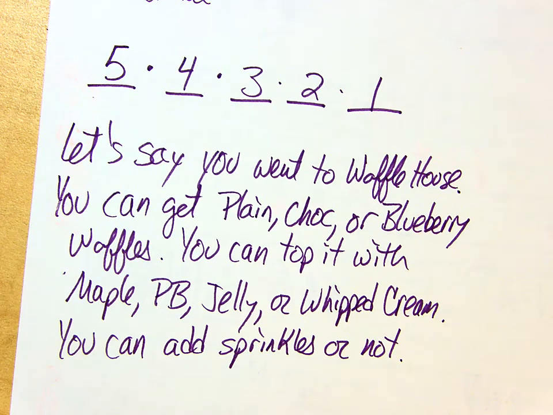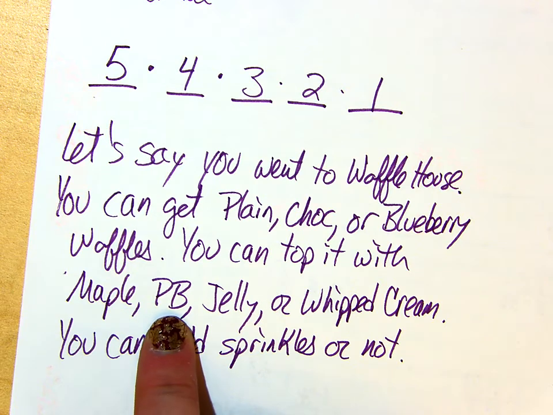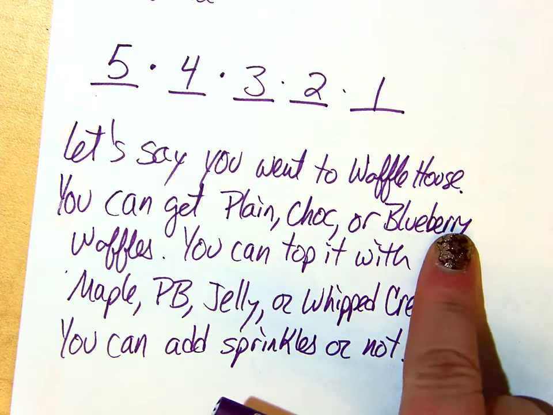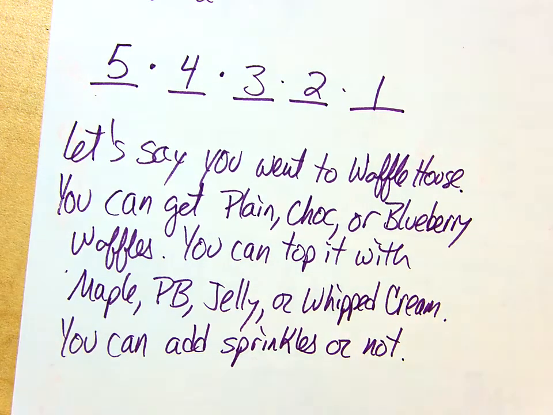Any thoughts? I'm gonna say a billion. Right, but I can get plain with maple and sprinkles, and that's different than plain with maple with no sprinkles. And we're assuming also, guys, that you can only get one of these, so you can't get maple and peanut butter. So you have to pick one of these, you have to pick one of these, and then you can have sprinkles or not have sprinkles.